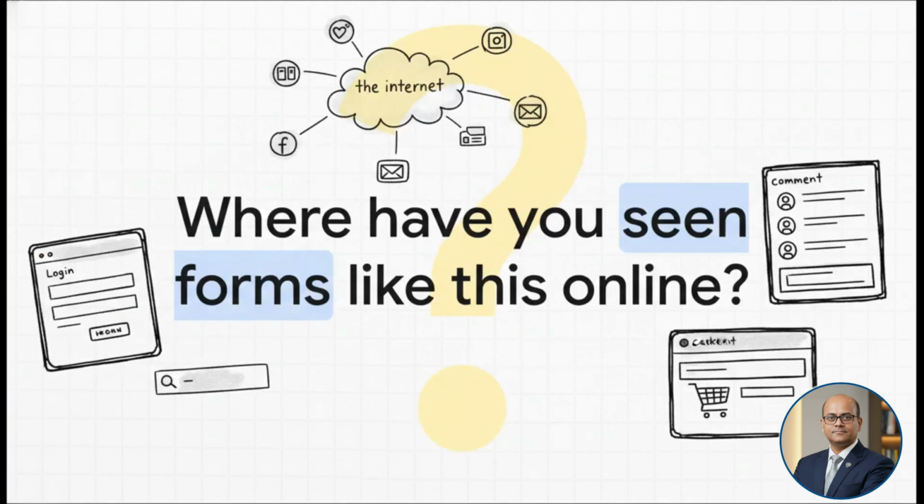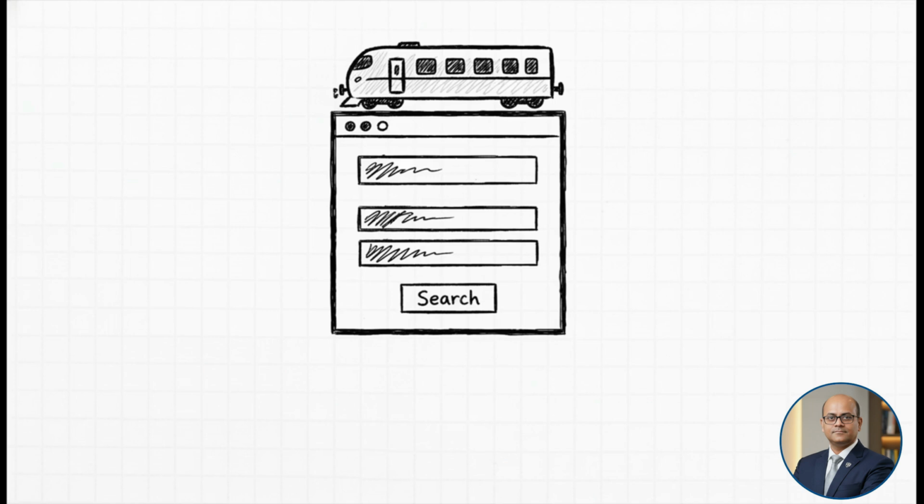Now think for a minute. When you use the internet, where have you seen such forms before? Think about it. Exactly. They are everywhere. A very common Indian example is the railway ticket booking website. To book a train ticket, you have to fill a form with all your details. So you see, these forms are very, very useful.